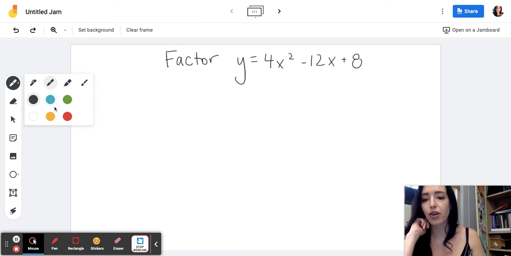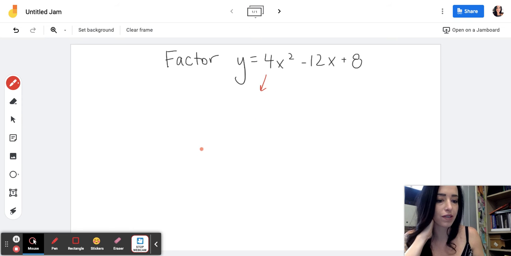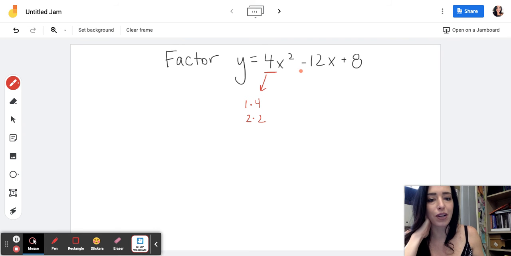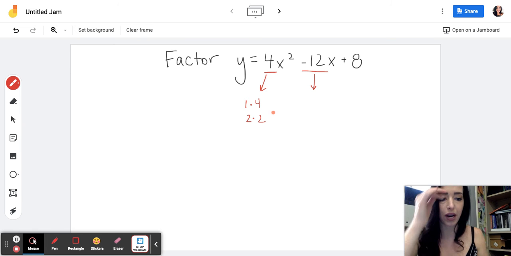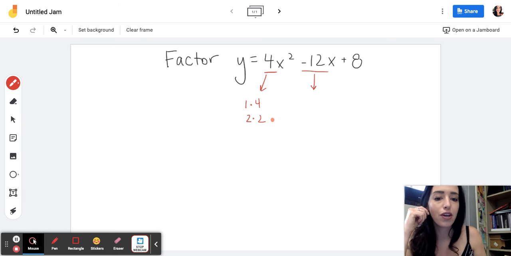All right, so this is where the greatest common factor comes in. What I'm going to do is look at factors of a. So if a is 4, I would have 1 times 4 or 2 times 2. I'm then going to look at factors of 12, which is a negative 12, which is a lot, right? Because we have a negative.